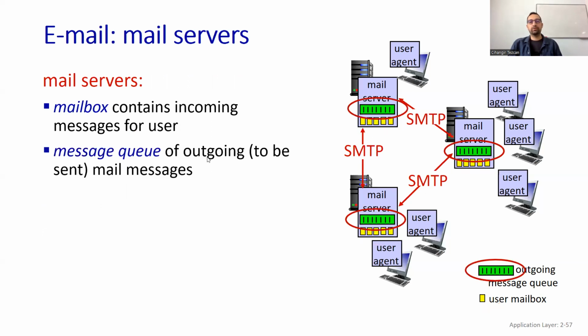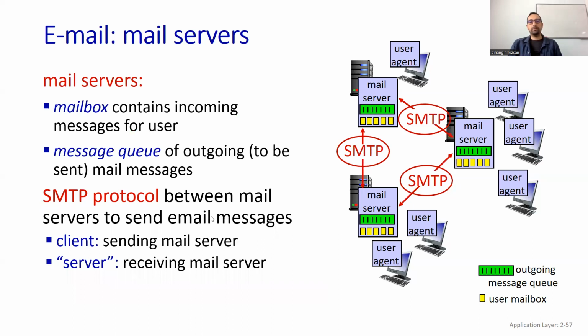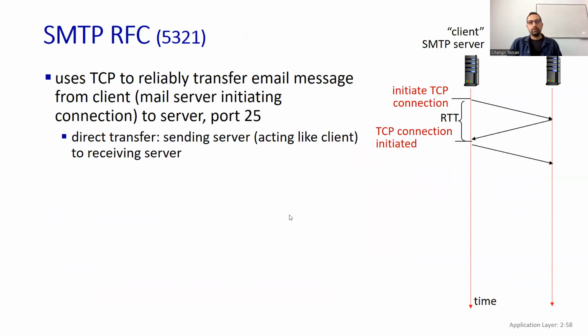There's a message queue of outgoing mail messages to be sent. SMTP is the protocol between mail servers to send email messages: client sending mail server, server receiving mail server. So this way, because it is a one-way application, right? It uses TCP to reliably transfer email messages from the client mail server, initiating the connection, to the server.